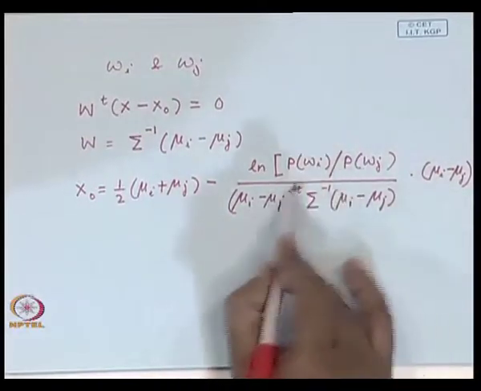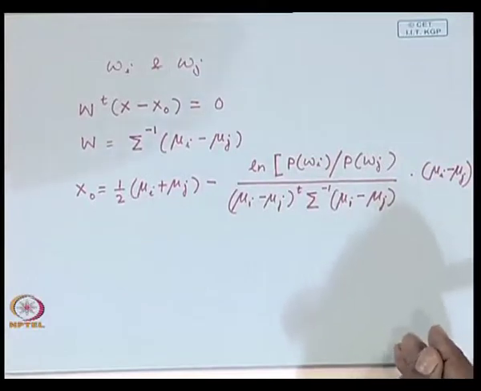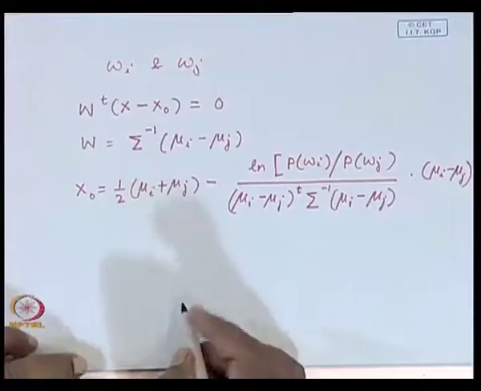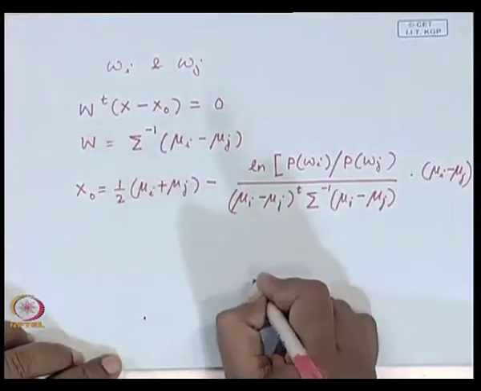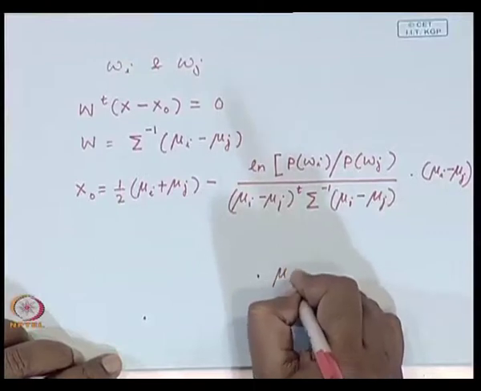So, when the classes are equally probable, the decision surface of the hyperplane passes through the midpoint of the line joining mu i and mu j, but it is in general not an orthogonal bisector. It is a bisector, but not orthogonal. Okay.